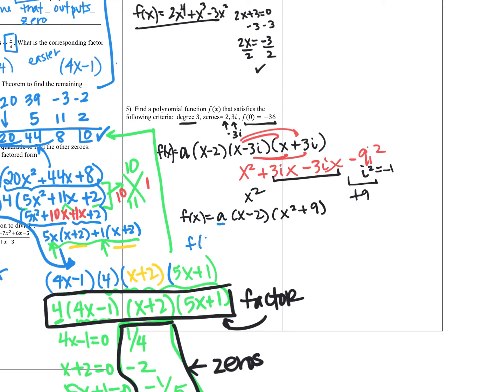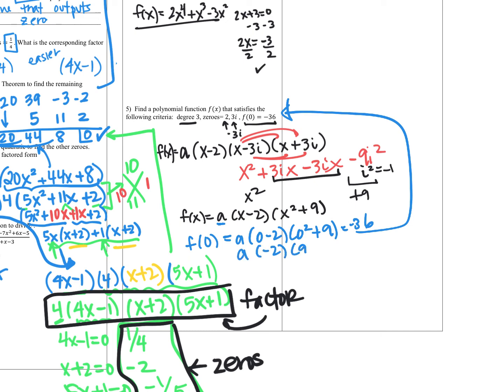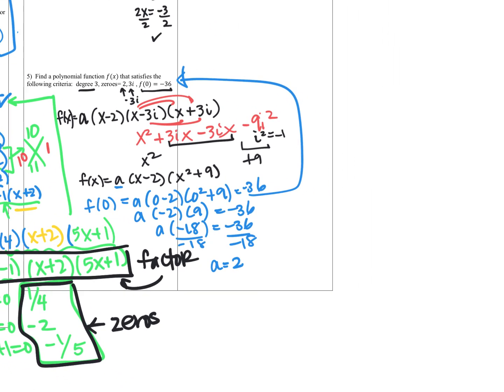So we know that f of 0 equals negative 36. So when I plug in a 0, this is supposed to equal negative 36. So let's see what happens. This will be a, that's negative 2 times 9 equals negative 36. So a times, that'll be a negative 18 equals negative 36. Divide by negative 18, we get that a is equal to positive 2. And so if I go back, this 2 is what that a should be. So my function, f of x, is really 2 times x minus 2 times x squared plus 9.